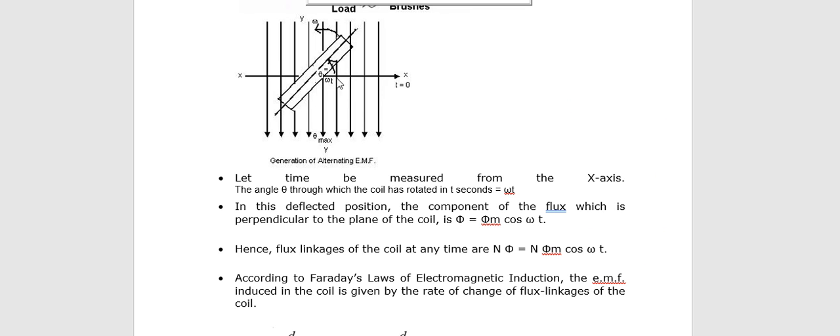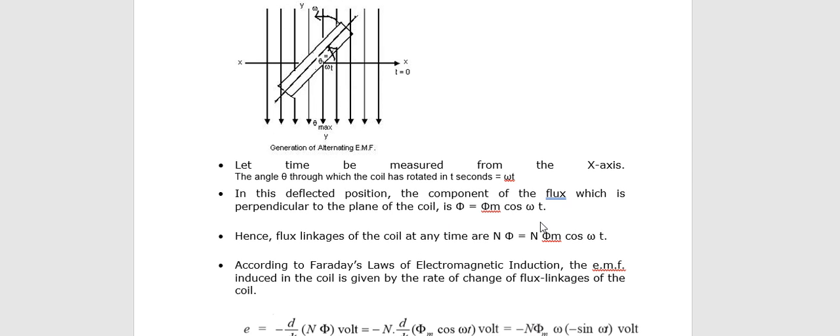Let phi be the change in flux linkage by rotation of the coil. Suppose this coil is rotated through an angle theta, then the flux linkage is given by phi equal to phi m cos omega t. If there is only one turn, it is phi m cos omega t. And if there are n turns, then n phi equals n into phi m cos omega t. It is multiplied n times.